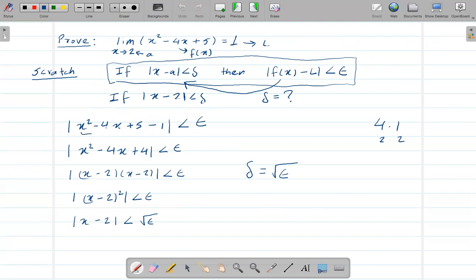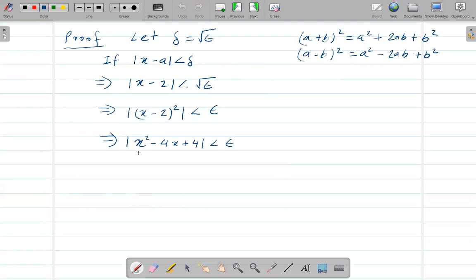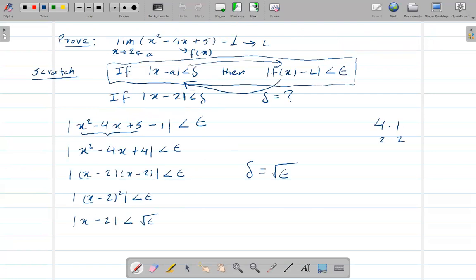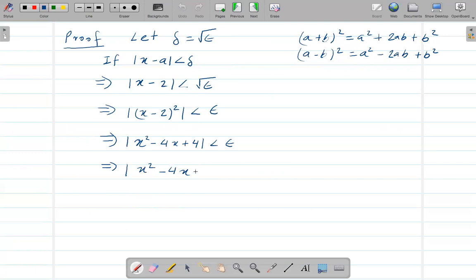All right, now here we are actually trying to get this, right? Because here we have f of x. Basically, we're trying to change or get this from this point. So I have to get f of x minus L. So the way we get f of x minus L is now x squared minus 4x plus 4. I can also say plus 4 is plus 5 minus 1, less than epsilon, right?